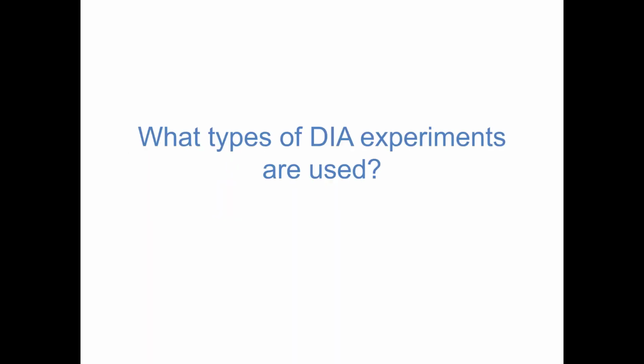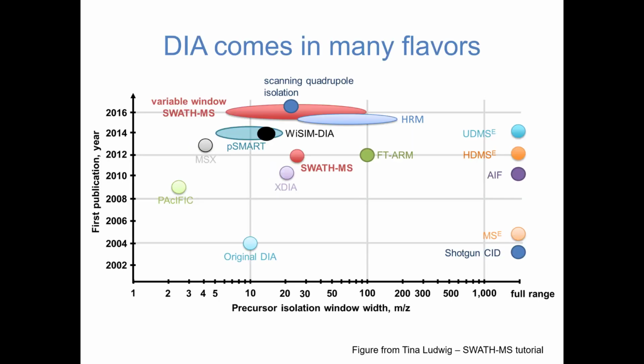Okay, so what types of DIA experiments are used? How many of you have used MSE before? One? Awesome. So MSE was probably the first viable DIA method, but that's actually not even the first DIA method either, right?